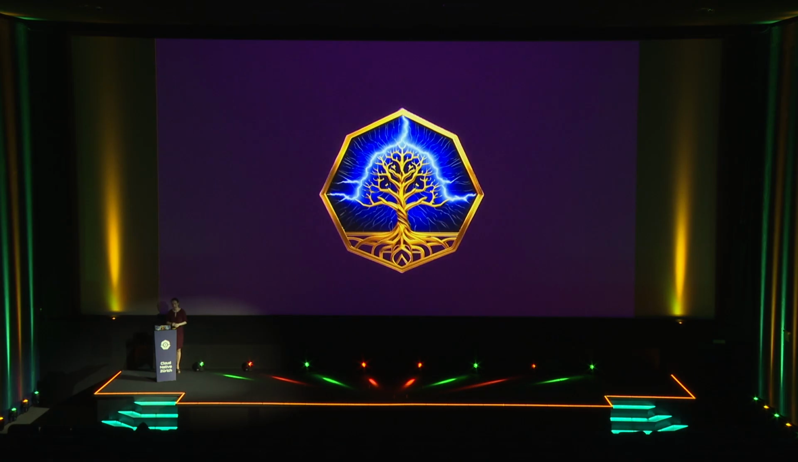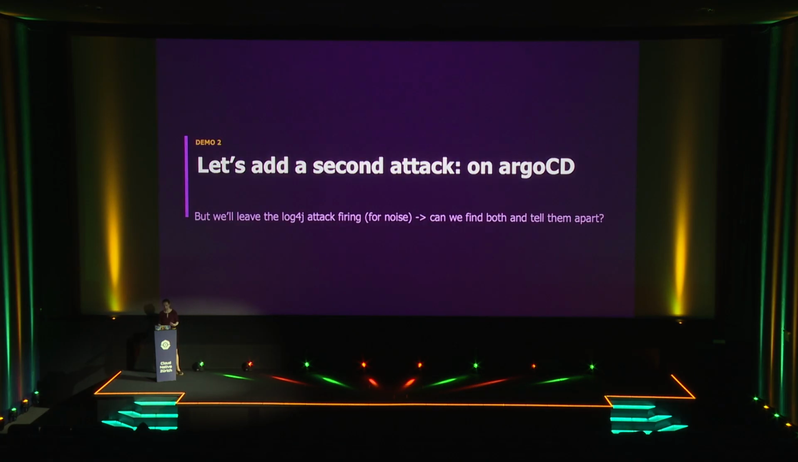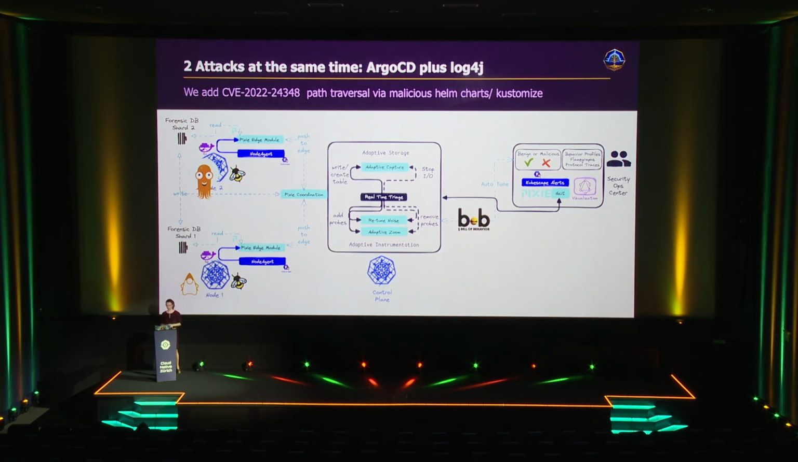Now, this was cool. It worked. So we saw a very well-known vulnerability attack exploited. Now, let's add a second attack on the other node. And in this case, we're taking a path traversal vulnerability from Argo CD.